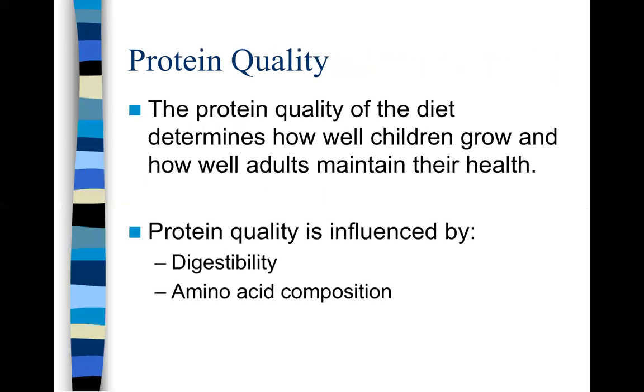So quality. Protein quality determines how well children will grow, as well as how well adults will maintain their health. So our protein quality can influence all the functions that protein plays in the body, such as hormone, enzyme production, matrix, bone production, teeth production, muscle, immune system, fluid balance, acid-base balance, etc. And so certain things influence protein quality. Can we digest the proteins, and what is their amino acid composition? So once we do digest them, what do we break them down into?